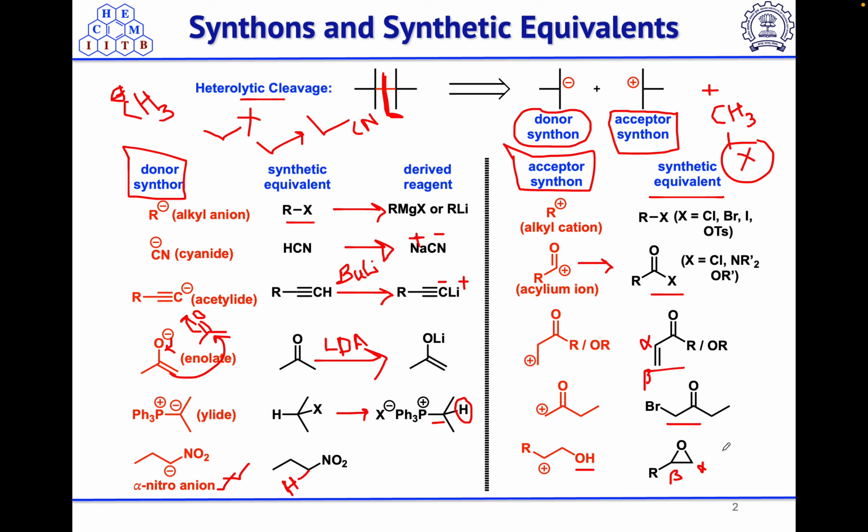So in this slide you can see how many different types of synthetic equivalents come with respect to each donor synthon, and with respect to the acceptor synthons we have also seen the synthetic equivalents, right? This will be helpful in our retrosynthetic problem solving section, and it will also give you an idea of how these reactions work and what type of reagents we need when we think about donor synthons or acceptor synthons.